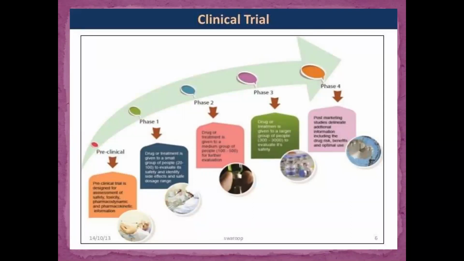And as I told, this is how the stages of the clinical trials are classified. Preclinical is where the studies go on in animals. They check the safety, toxicity, pharmacodynamic and pharmacokinetic information here. Once this preclinical trial is done and you get the data, till here there is no role of regulatory bodies. But once the preclinical studies are done, you have to submit a form called IND.